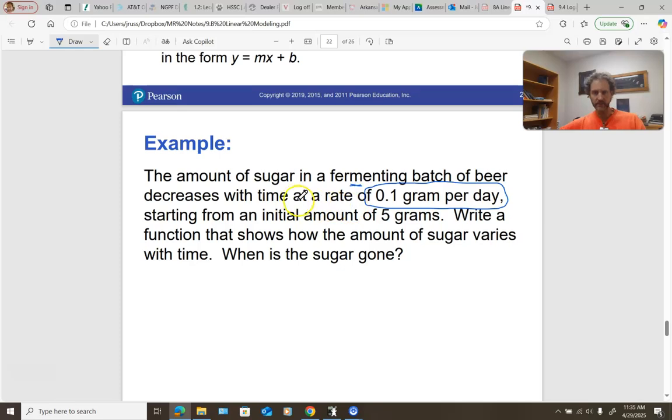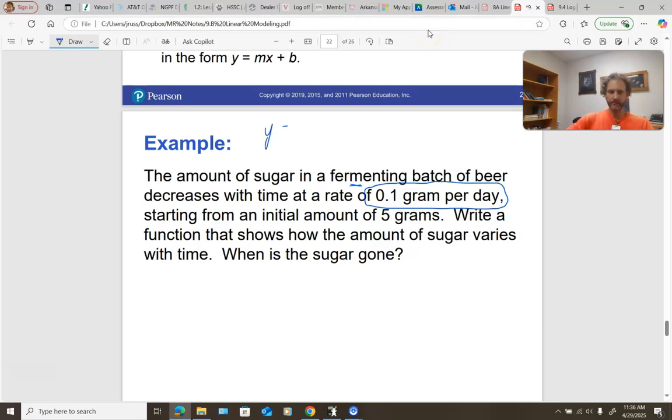But anyway, so this is going to be a negative, okay? Let me plug this in. And furthermore, it says we're starting with an initial amount of 5 grams of sugar. Okay, so we want to write a function that shows how the amount of sugar varies with time. Okay, so the amount of sugar depends on time. The sugar content will be decreasing as time increases in the fermentation process.